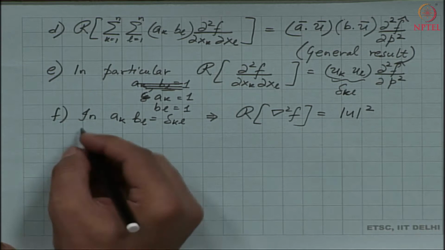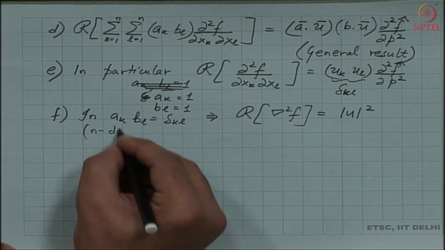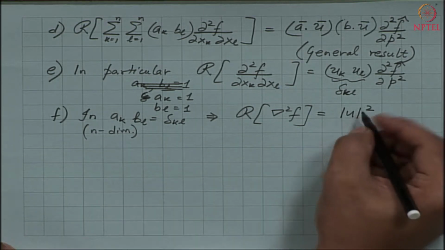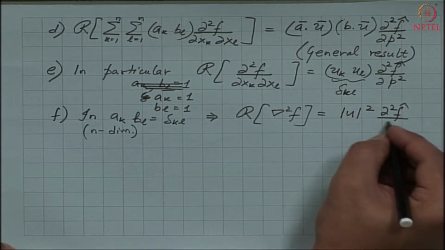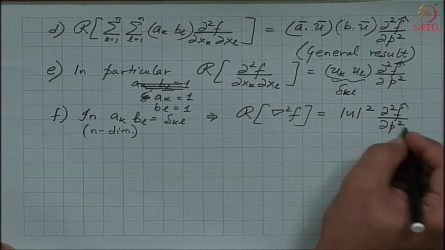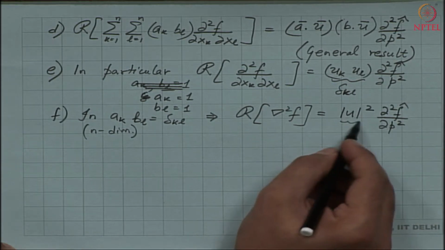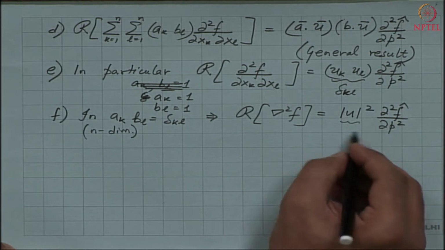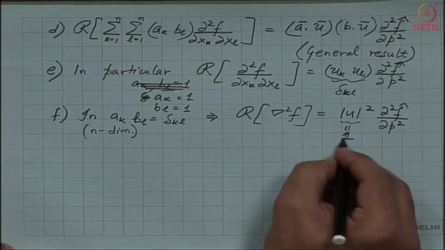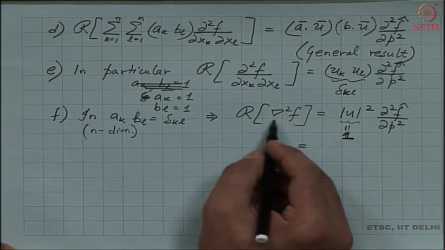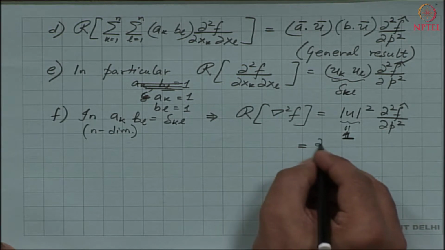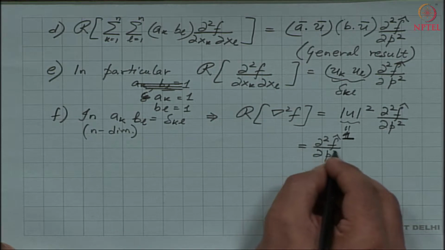This is the result in n dimensions. So, mod u square times the second derivative of the Radon transform with respect to the variable p. Now, I know that this is a unit vector. So, since this is a unit vector, the magnitude is 1, and I get that the Radon transform of the Laplacian of f is the second derivative of the Radon transform of f with respect to p.